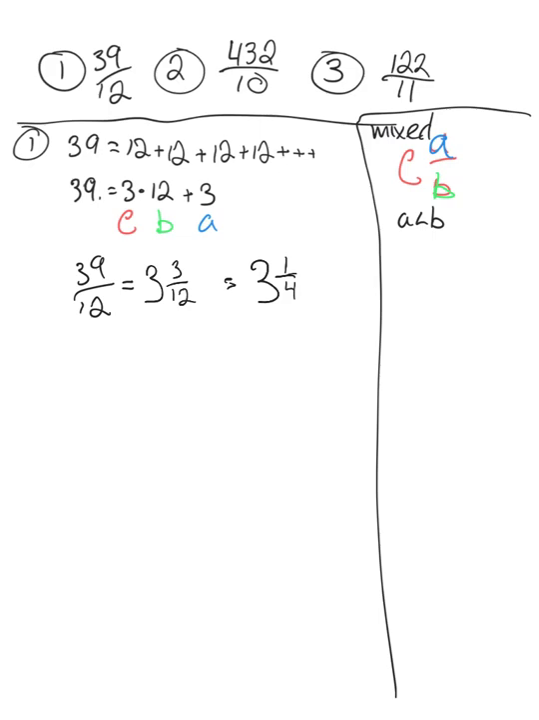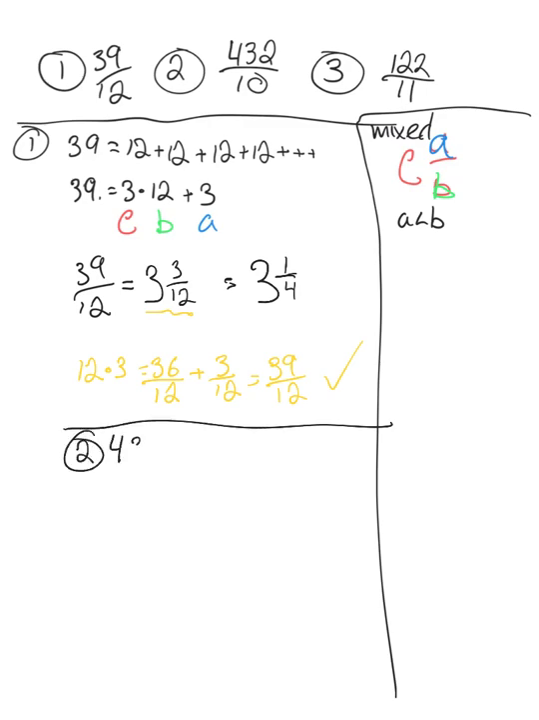And a way to test that this is correct is to do it in reverse, is to now multiply 12 times 3, which equals your 36 over 12, plus your 3 over 12, which will equal your 39 over 12. And if it does, you know you have done the conversion correctly. Let's move on to 2.